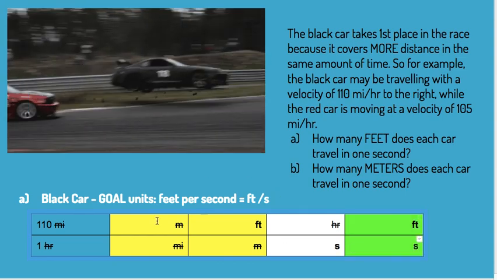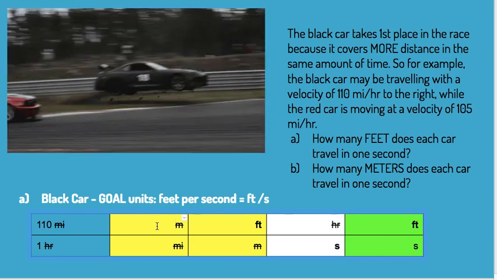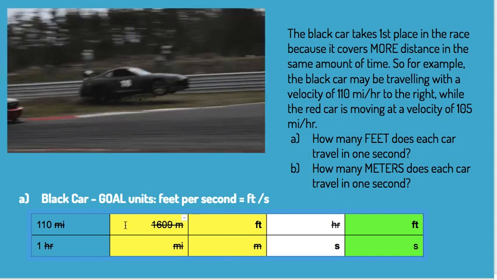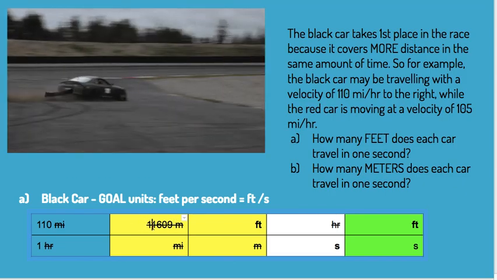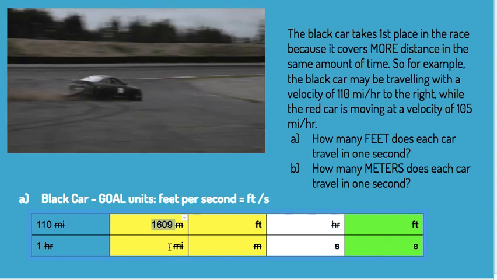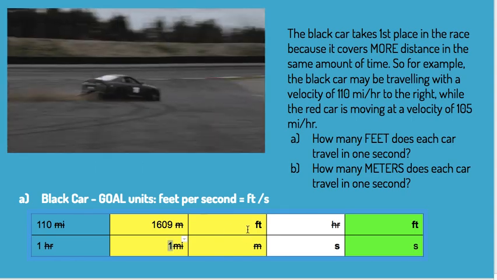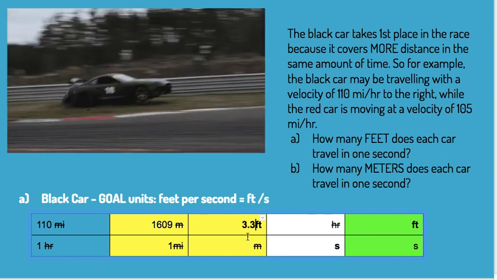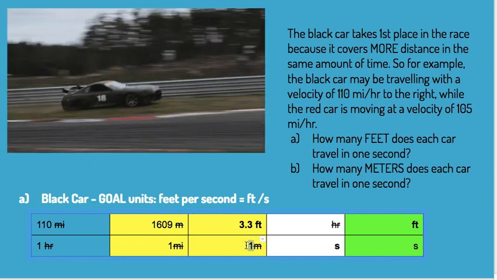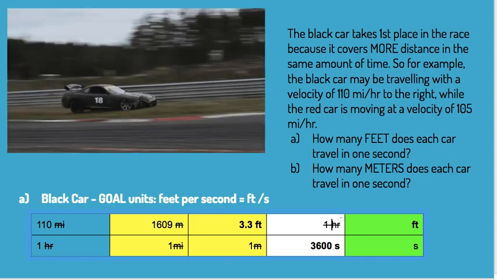Okay, so I have a conversion of distance, distance, time. This is my final answer. So then I fill in the conversion factors. If I refer to those in my foldable, there are 1609 meters in 1 mile. Then there are 3.3 feet in 1 meter. And then I know there are 3,600 seconds in 1 hour.